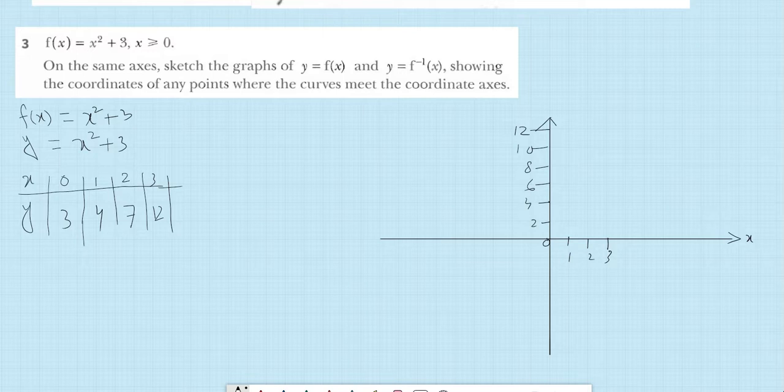So first x is 0, y is 3. x is 0, y is 3. So this point between 2 and 4. x is 1, y is 4. This is the second point. x is 2, y is 7. So 7 between 6 and 8. x is 3, y is 12. Now join all points without the help of a scale because this is a curve, not a straight line. I will try my best.